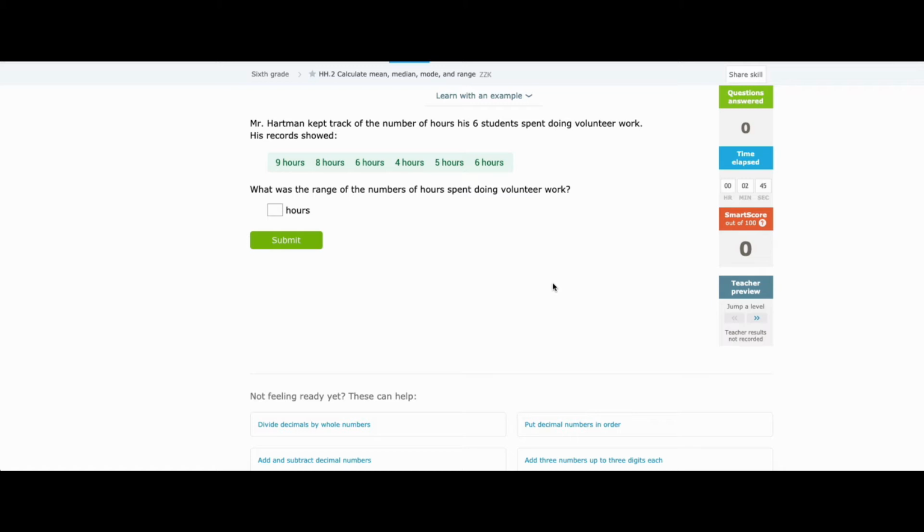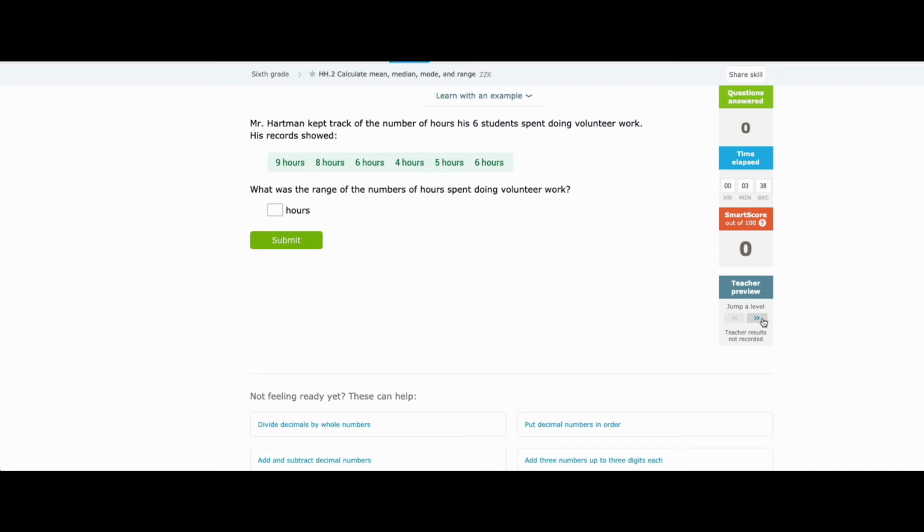So the first one is HH2, that is calculating the mean, median, mode, and or range. All of the questions will pick one of those measures of center and or variability if you're talking about range. And it'll ask you to find that measure. So for this one, it says, what was the range of the numbers? One pro tip, IXL does not always put the numbers in order from least to greatest, which is something that you need, particularly when you're finding the range and the median. So for this one, the numbers are not in order. I've got 9, 8, 6, 4, 5, and 6. You have to put those in order first, and then you can calculate the range. Remember, the range is the smallest number taken away from the biggest number in the set. So pay attention to that.